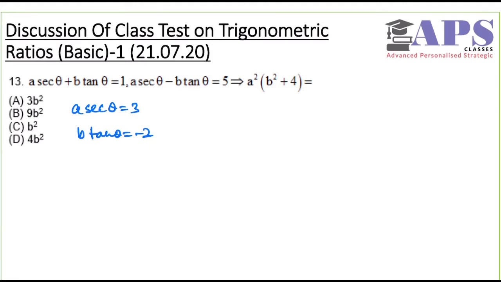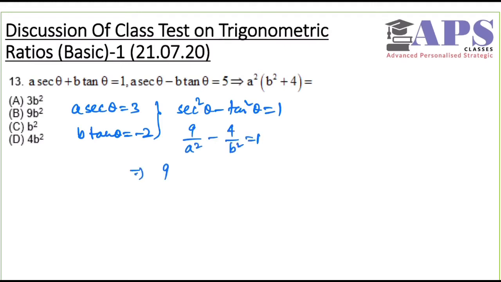So now here sec theta is 3 by a and tan theta is minus 2 by b, and we know that sec square theta minus tan square theta equal to 1. So we will get 9 by a square minus 4 by b square equal to 1, which implies 9 by a square equal to 1 plus 4 by b square, which is b square plus 4 by b square. Now looking at the expression, we have to find a square into this, which is 9b square after cross multiplication. So option B is correct.